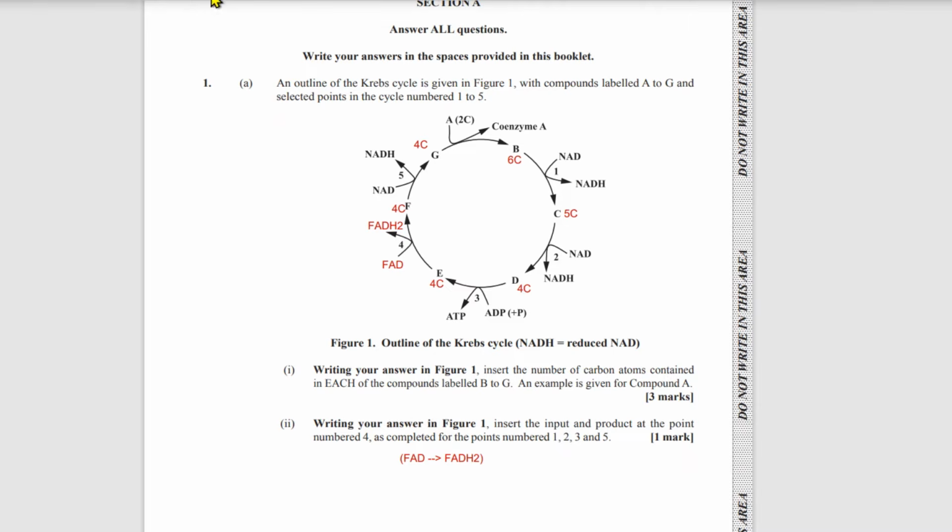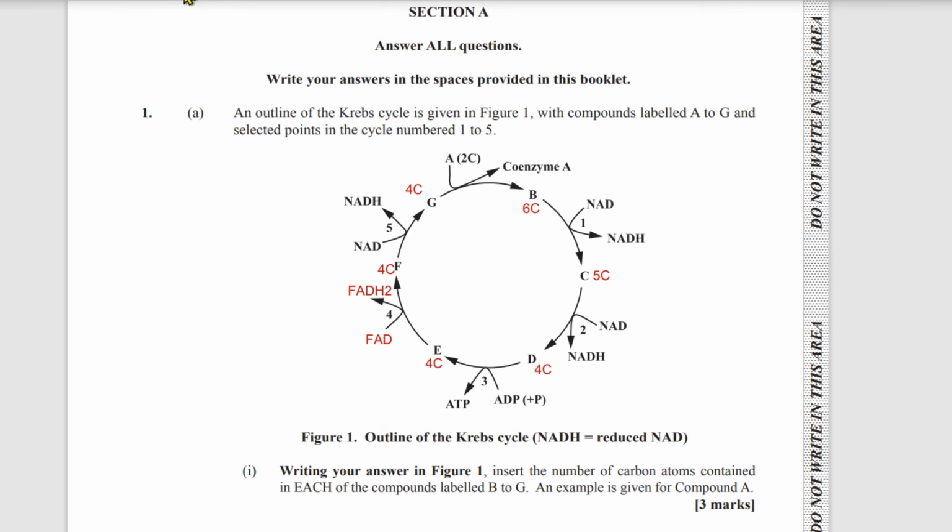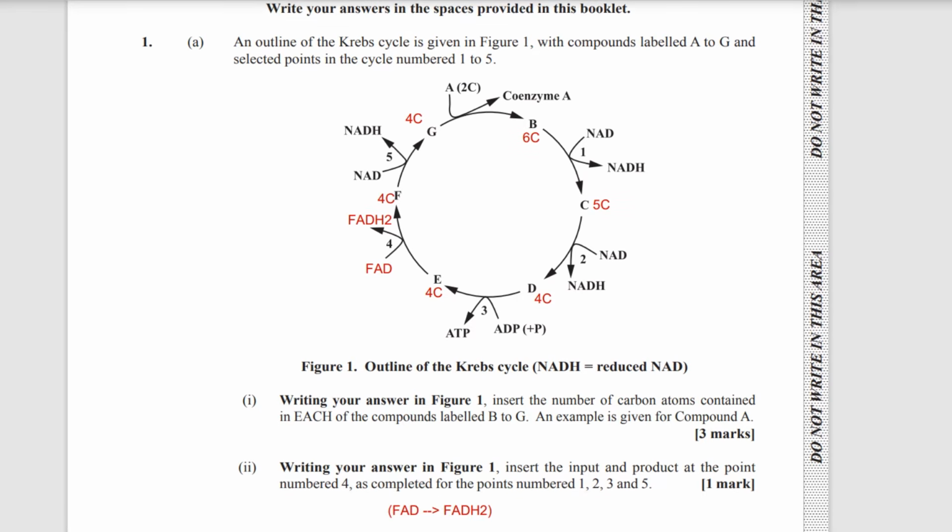Well, we have this thing everybody is afraid of here: the Krebs cycle, and this whole oxidative phosphorylation thing. An outline of the Krebs cycle is given in figure 1. That's what you're seeing here, with compounds labeled A to G and selected points in the cycle numbered 1 to 5. They say, I already filled it out here, but write your answer in figure 1. Insert the number of carbon atoms contained in each of the compounds labeled B to G. An example is given for compound A.